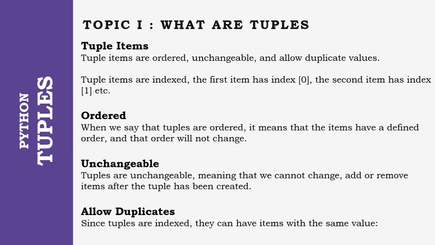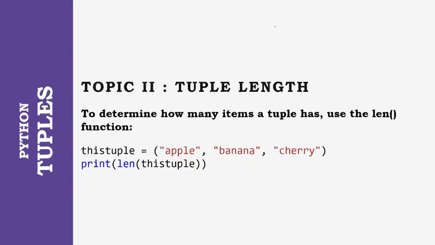Now, when we say that tuples are ordered, it means that the items have a defined order and that order will not change. And when we talk about unchangeable, this means that we cannot change, add or remove items after the tuple has been created. What does duplicate values mean here? It means that in a single tuple, two items of the same value can be there, because tuples are indexed and so they can have items with the same value.